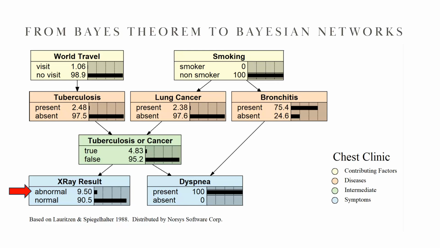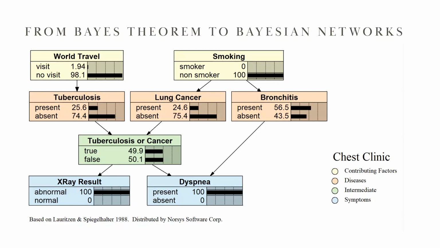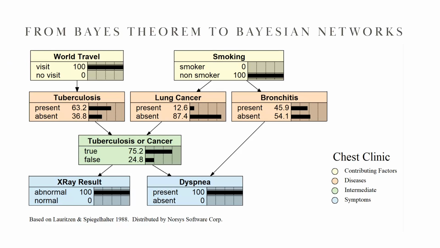Clicking on the abnormal element of the X-ray result node, TB and lung cancer go up, but they are still less than bronchitis. However, now we find out they've been travelling overseas recently. Click on the visit element of the world travel node. The chance of TB goes up and is now the most likely explanation of the symptoms. So this model shows how a relatively complicated case of patient diagnosis can be modelled using a Bayesian network.